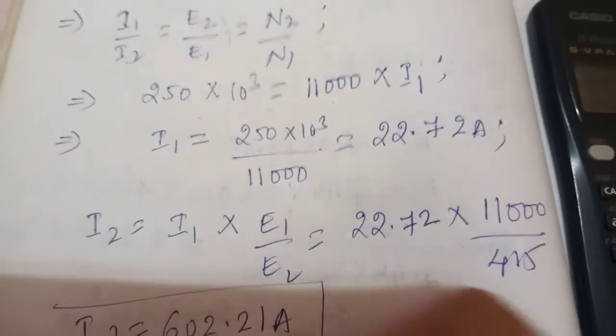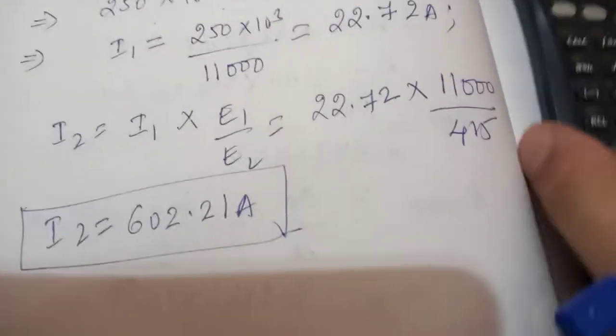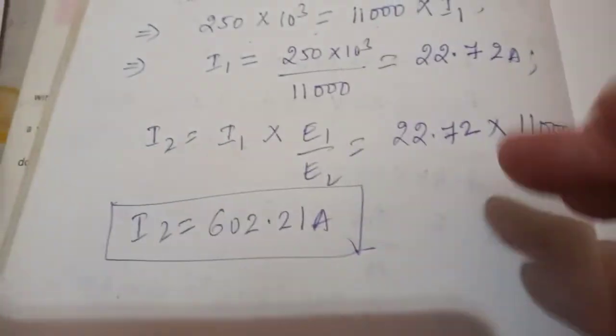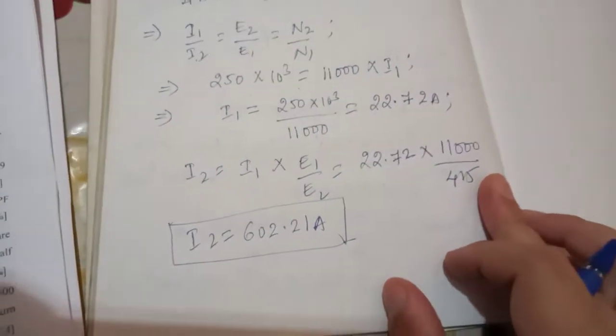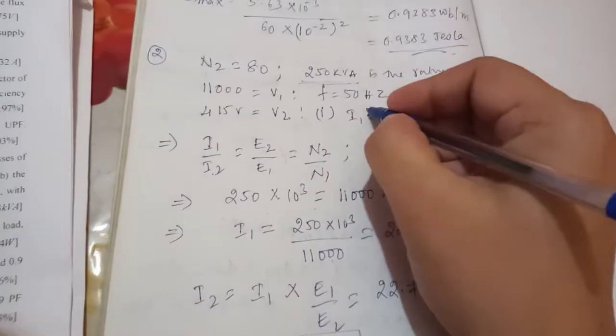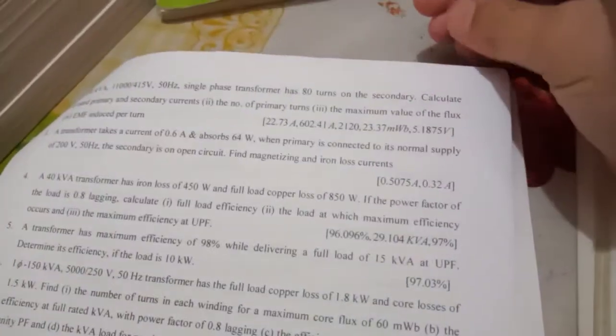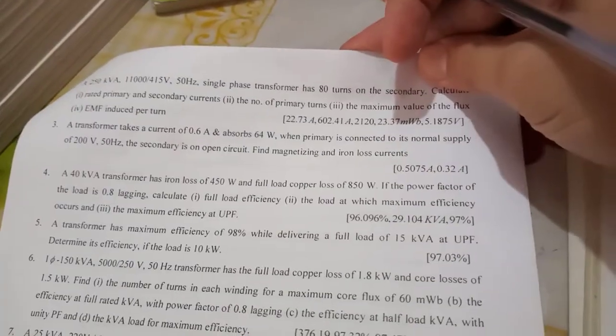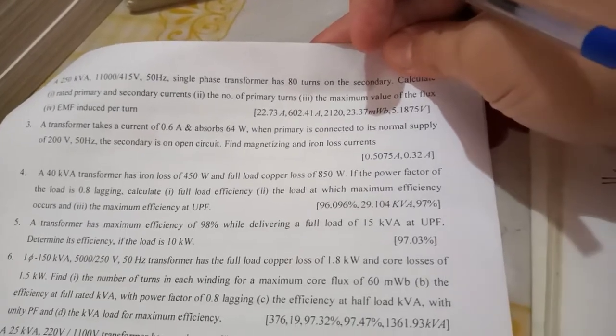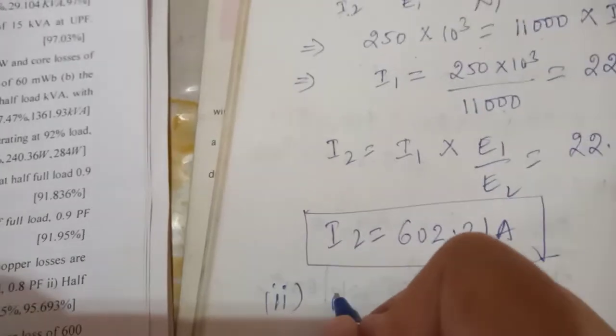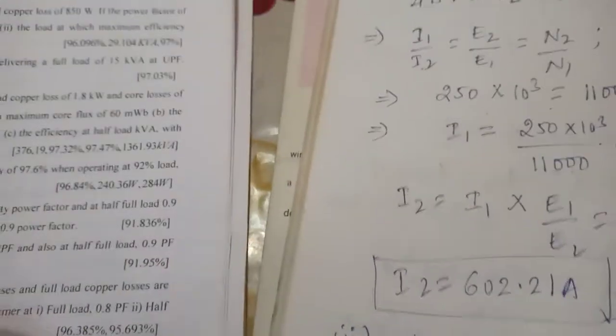While solving a problem you should have the habit of writing the units. Don't write only the numerical value. Okay, now you have calculated I1 and I2. What else is to be calculated in the problem? The second part is the number of primary turns. N1 is what they are asking.